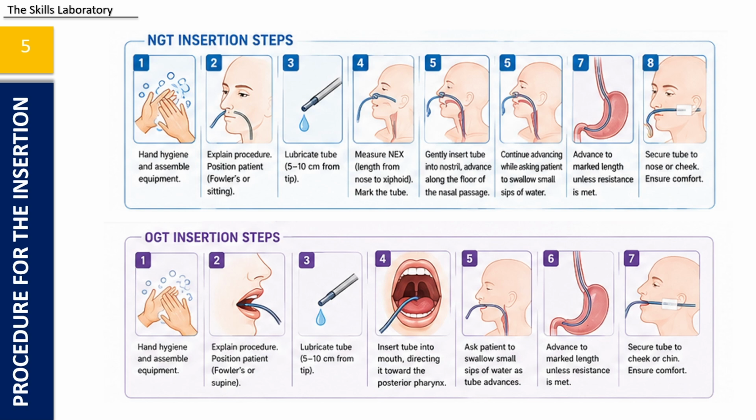If there is no obstruction and it continues smoothly, until you reach the mark of the area that you measured earlier, you stop. And then after that, before securing the tube at the nose of the patient, you check for the correct placement. Okay, for checking the correct placement, we will learn it later. So these are the very important steps in your NGT and OGT insertion for patients who have problems in the GI tract or the gag reflex, or any indications that the NGT or OGT may be needed.